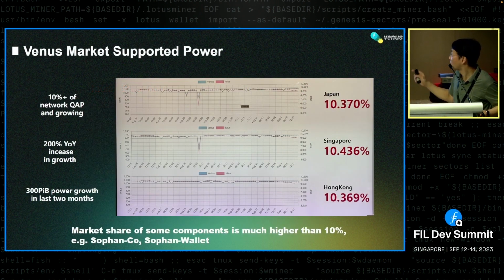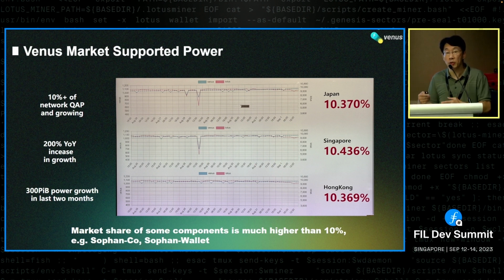Here is actually the Venus max total power. I think I took this at the beginning of this month. Now all of the network QAP is over 10% of the whole network. This looks not that big, but it's very difficult for us, because Lotus has dominated this market. And we just onboarded Venus, I think, two years ago. We don't do much marketing, and we just have some friends.